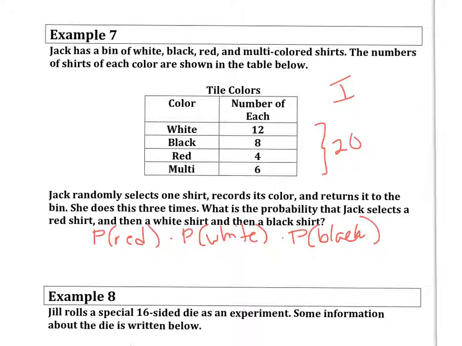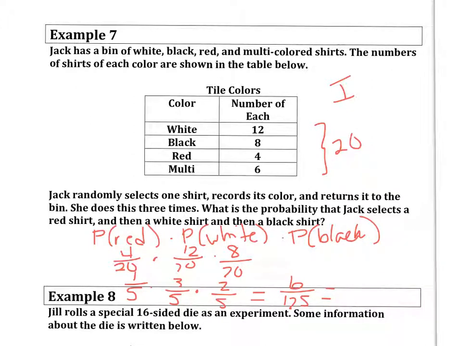And so the probability of red would have been 4/20 times the probability of a white, which would be 12/20 times the probability of a black, which would have been 8/20. Now all of these would have simplified. So you could have 1/5 times 3/5 times 2/5. When we multiply those all across, we would get 6 out of 125, which as a percent is 4.8%.